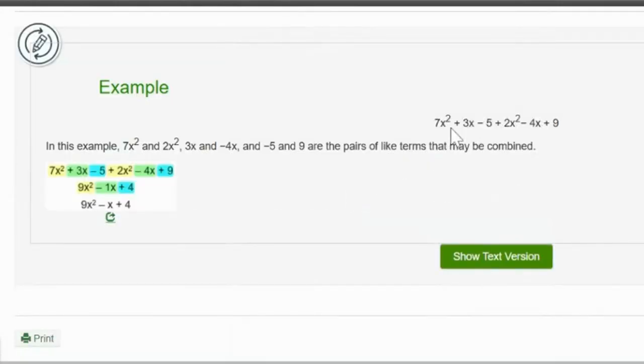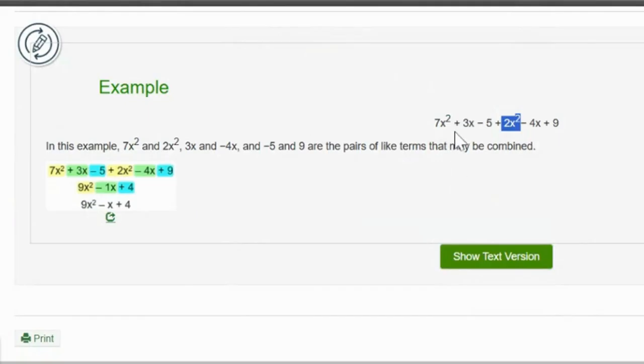If we had 7x squared plus 3x minus 5 plus 2x squared minus 4x plus 9, you can only combine the 7x squared with the 2x squared because they are both x squareds. You can't add an x to an x squared. Those are not the same. So the 7x squared gets added to 2x squared, and you end up with a 9x squared.